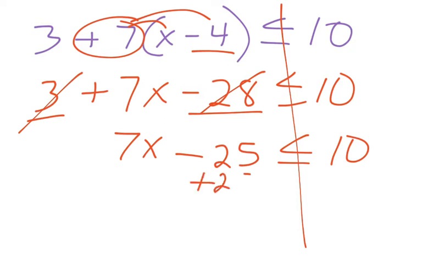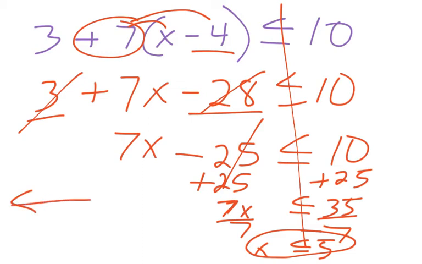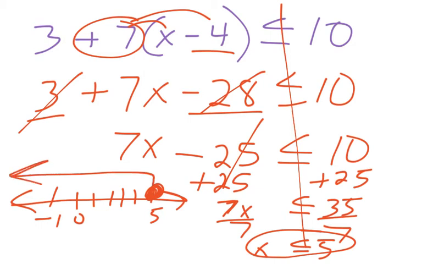So we add 25 to both sides. It's a two-step inequality. So we have 7x is less than or equal to 35. Divide both sides by 7. X is less than or equal to 5. We don't have to worry about flipping the inequality sign because we didn't divide by a negative. So for our graph, put at least 5 integers on there. It'll be a closed circle on positive 5 and shade to the left because we want numbers less than or equal to 5.